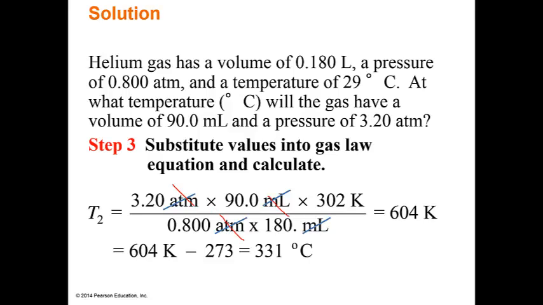Cross, cross, cross, cross, cancel, cancel. And what are we left with? Kelvin, because that is actually what we're searching for, so it makes sense. So we multiply the top, we multiply the bottom, and then divide the top by the bottom, okay? That gives us 604 Kelvin, all right? But we want it in Celsius, so now we have to subtract out our 273, giving us 331 degrees Celsius.